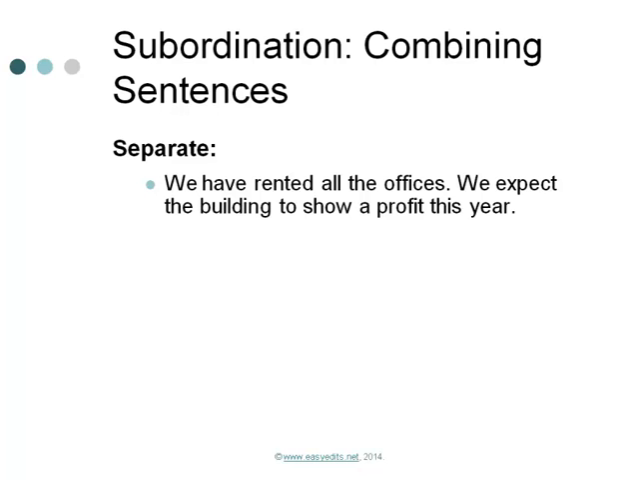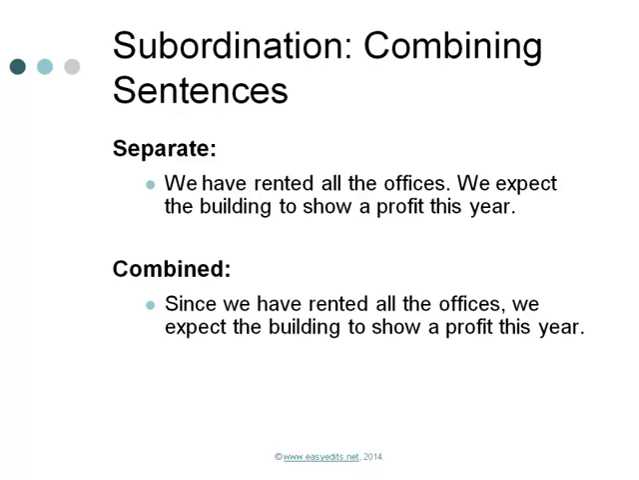Okay. Let's take a look at another example. We have rented all the offices. We expect the building to show a profit this year. Now, this sounds like there's a relationship between these two sentences, right? If you use the word since, that relationship becomes clear. Since we have rented all the offices, we expect the building to show a profit this year. It sounds like cause and effect, doesn't it? A cause and effect relationship.